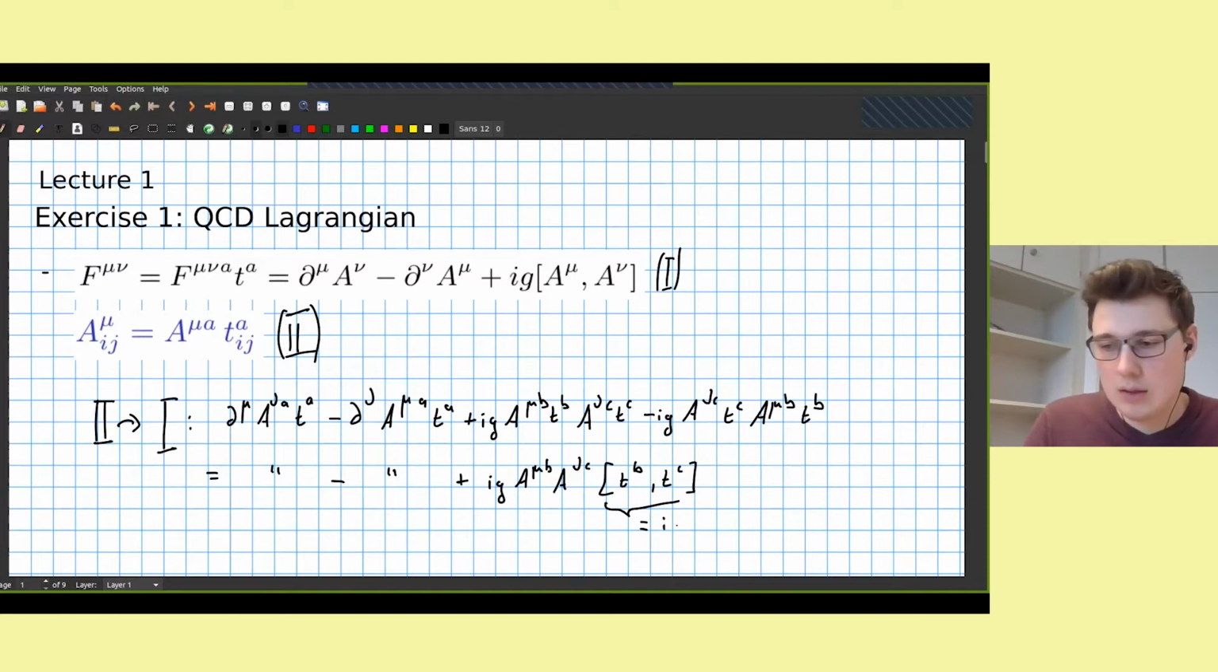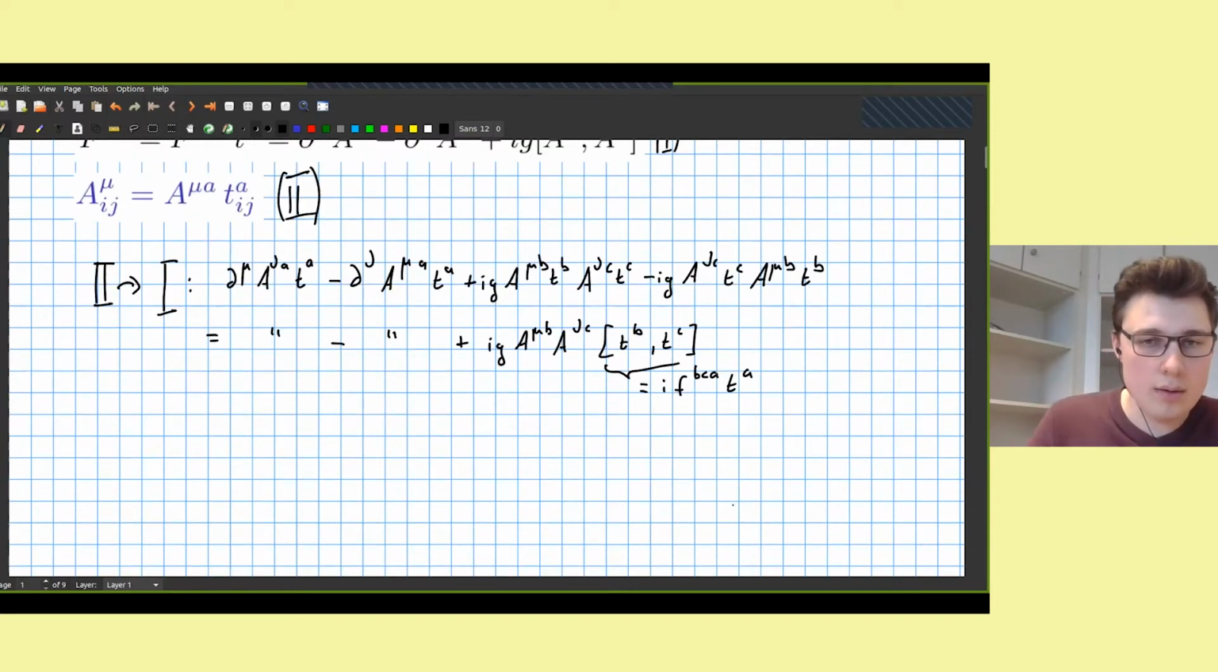Next we can use the defining property of the Gell-Mann matrices. This relation is what makes them generators of SU3. So let's use the indices in the right order here: F BCA, TA. Well, I would say that's it, because as you might already see, we now have a factor of TA in all of the three terms and can factor it out.